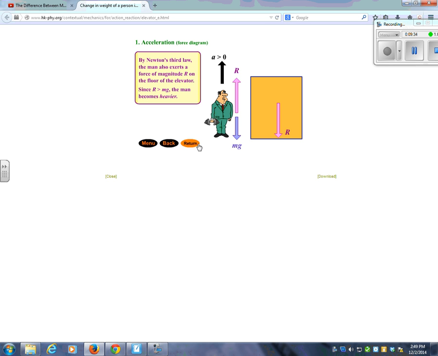By Newton's third law, the man also exerts a force of magnitude R on the floor of the elevator. And since R is greater than mg, the man becomes heavier, or feels heavier.